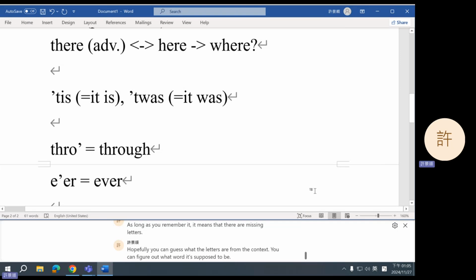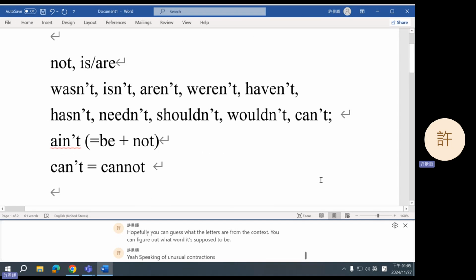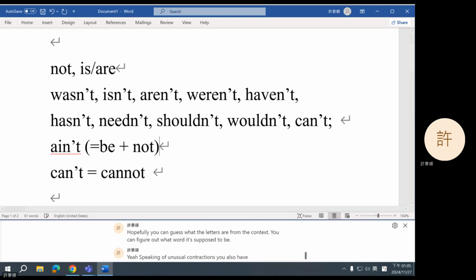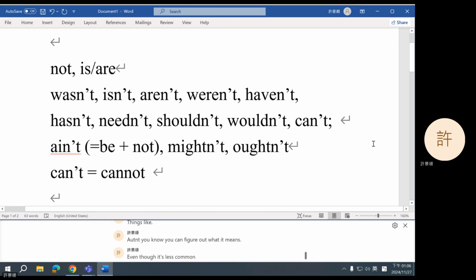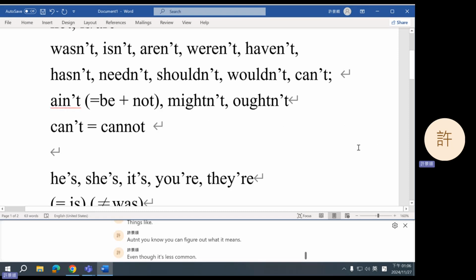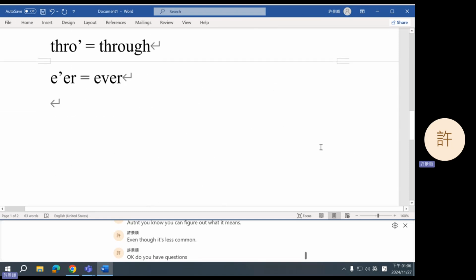Speaking of unusual contractions, you also have things like mightn't, oughtn't. You can figure out what it means, even though it's less common. Okay, do you have questions about contractions?